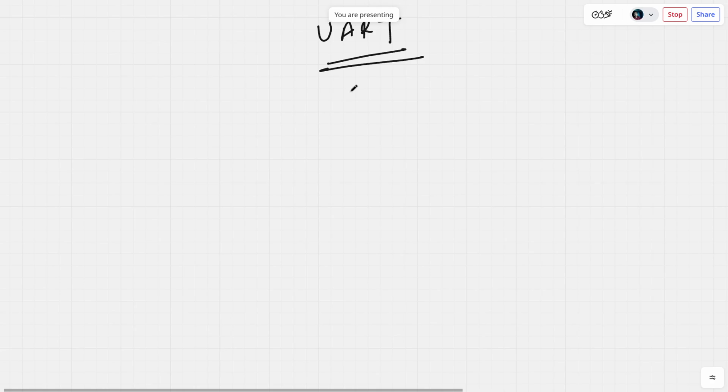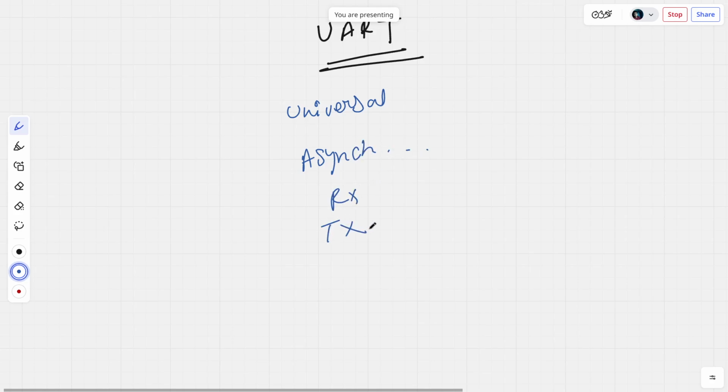So first of all, what is UART? If you expand the definition of UART, you will get Universal Asynchronous Receiver and Transmitter. So this is the full definition. The main thing you need to understand is the word asynchronous. Asynchronous means it doesn't have any clock source. In this communication protocol we do not use any clock, so no clock is being used here.